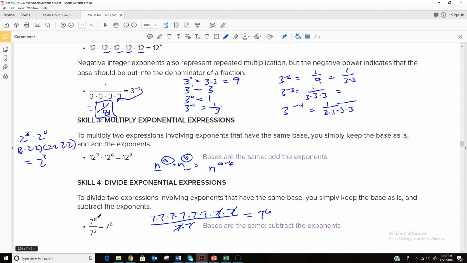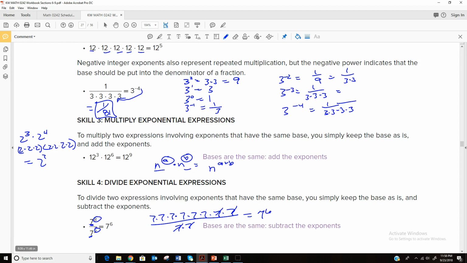And that works no matter what. So if you're dividing, no matter what the base is. So if you're dividing two expressions that have exponents, as long as they have the same base, then we can subtract those exponents.